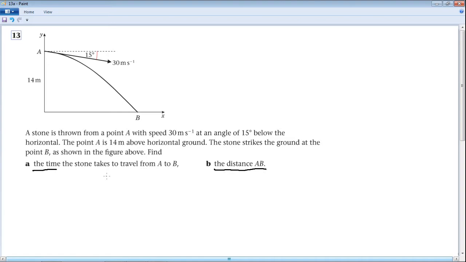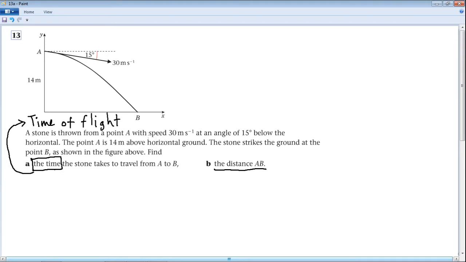At first, let us know what is meant by time. This time is the time of flight, the total time taken by the stone to travel from A to B. This is time of flight in terms of projectile, as simple as that. Now let us analyze this question.